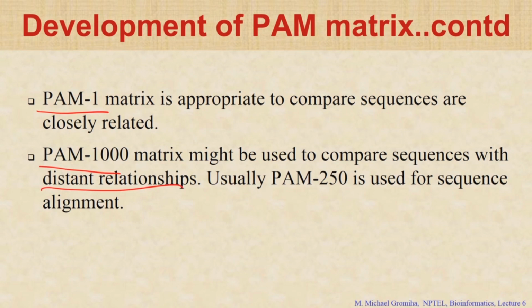So, they use various levels of sequence homology to derive the matrix. Normally you can use PAM 250, this is the usual one we use for any alignment, for generally aligning two sequences. Now we will see how we derive the PAM matrix.